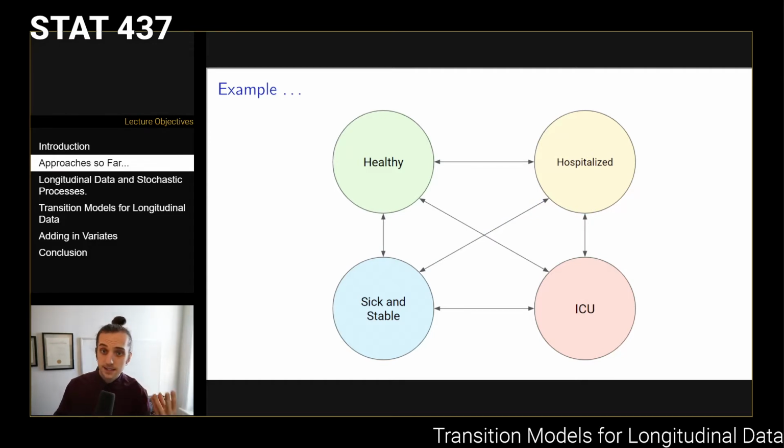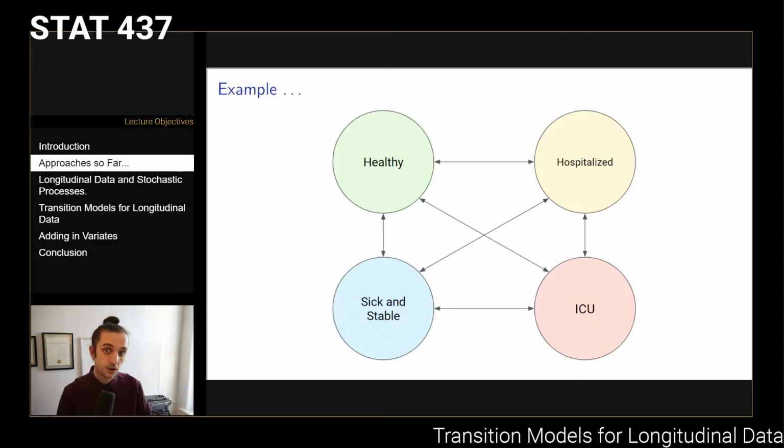And so the idea with longitudinal categorical data is that if we were, say, measuring which category someone was in every single day over a period of time, right? We take a look on day 1, they're healthy. On day 2, maybe they're sick and stable. Day 3, it's the same thing, etc., right?